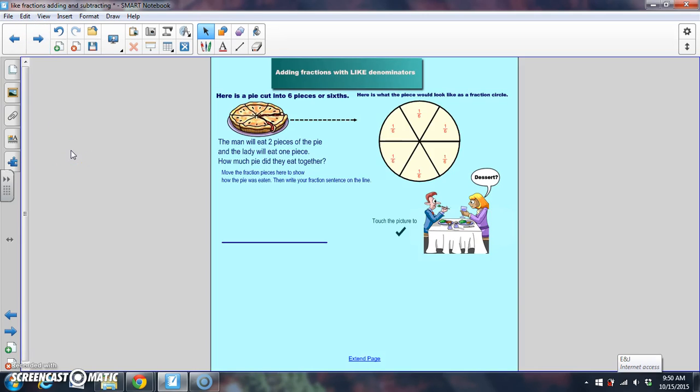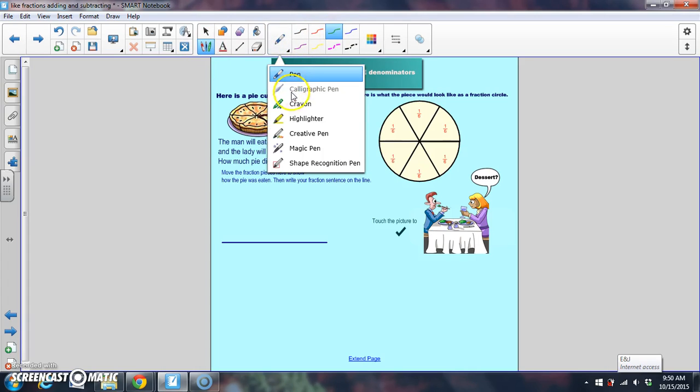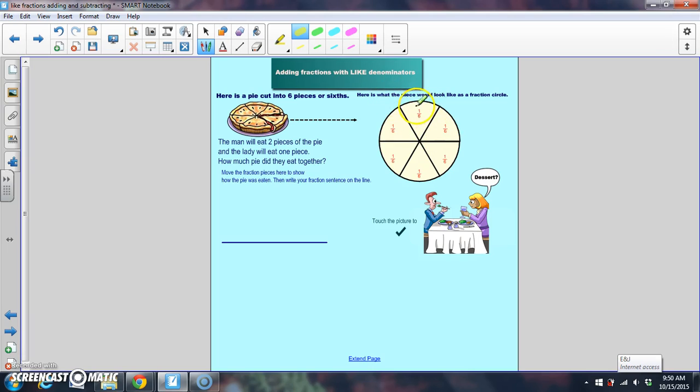Now, if we're going to add fractions that have the same or like denominators, let's take a look at this example and see what this might be like. So here is a pie, and it's cut into 6 pieces, 1, 2, 3, 4, 5, 6. And we could say that this would be sixths. Now, if a man eats 2 pieces of the pie, I'm going to shade this in as I talk. If he eats 2 pieces, here's 1 piece, here's 2, and a lady has a piece, how many pieces or how much of the pie did they eat together?